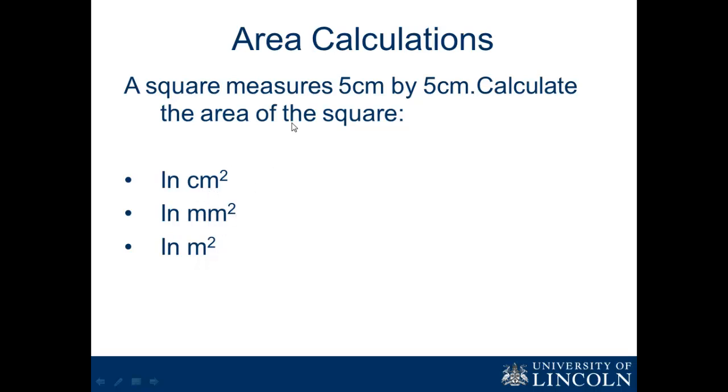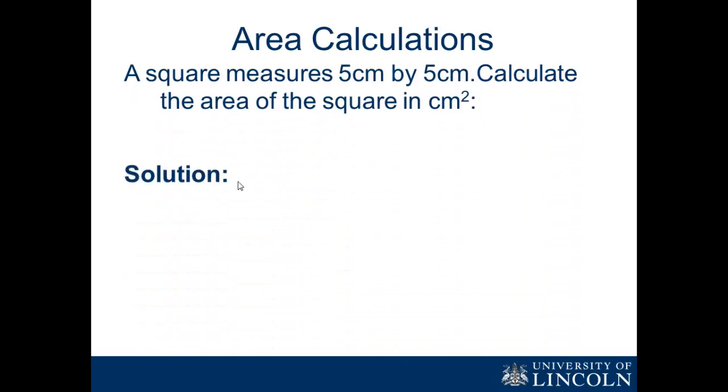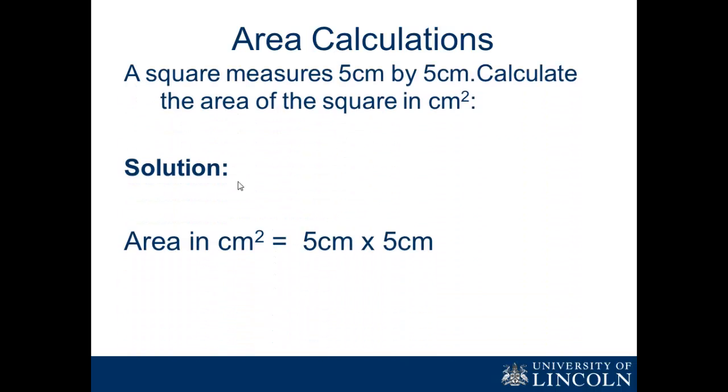Now, if I want to solve this problem, for example, to do the area, we know the area of a square is going to be length times length, and that is going to be straightforward. For the first one in centimeter square, it's going to be 5 centimeter multiplied by 5 centimeter. And what do we get for that? We get 25 centimeter square.